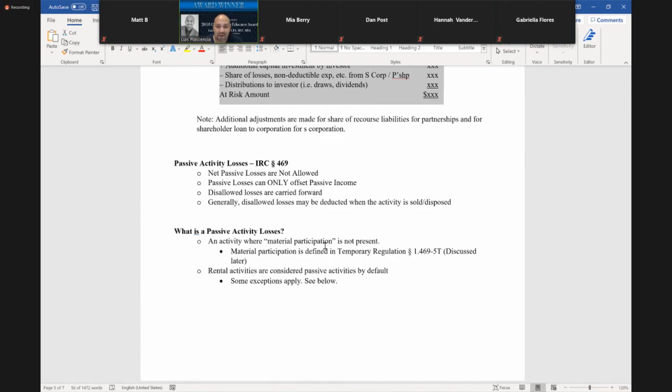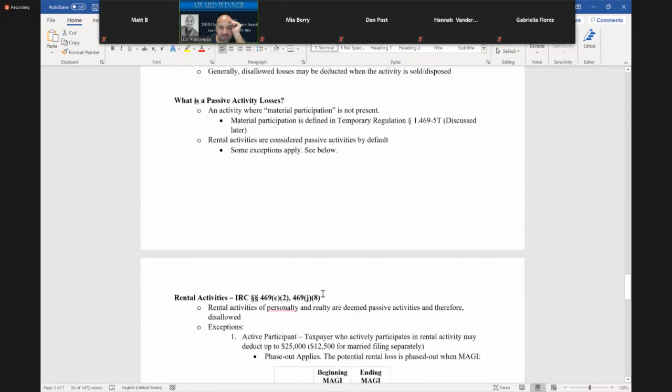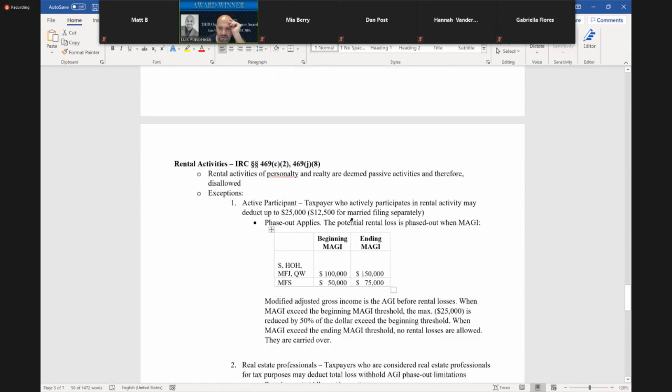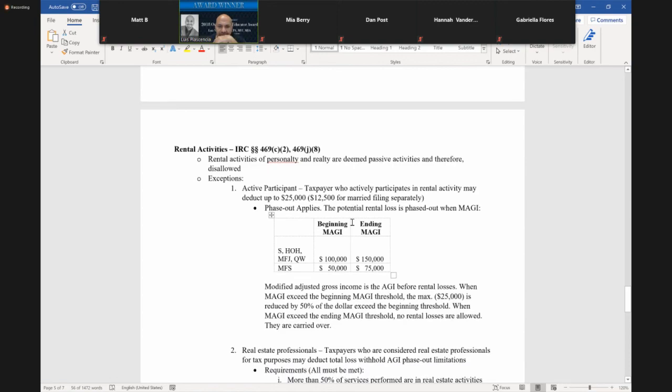Rental activities are considered passive by default, with some exceptions below. So rental losses are disallowed with some exceptions. Well, let's go over the material participation rules first, and then we'll go over the rental loss rules. I'll go over that in a bit, but let's go over the passive activity losses.